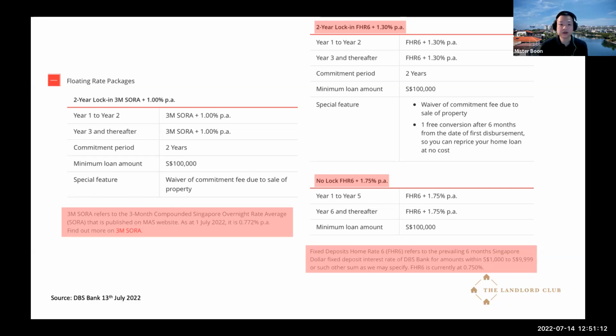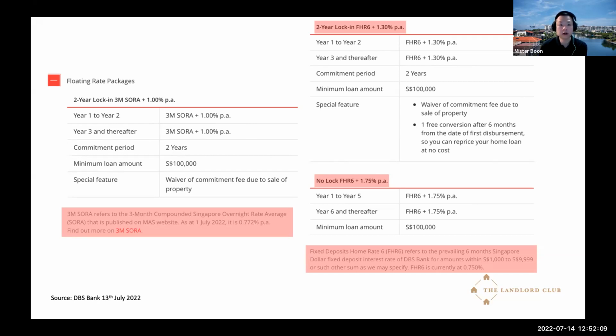SORA now is 0.772, and FHR 6 is 0.75. SORA is most likely going up higher and faster, so that with just plus 1, the bank can earn back that interest. Similarly, FHR 6 is currently 0.75. It refers to what fixed deposit interest rate they will give you if you put in 1,000 to 9,999 today. DBS gives 0.75 at this moment. If you lock in for 2 years with them, they only charge FHR 6 plus 1.3. But if you are not fixed with them and can refinance or reprice anytime, they give you a higher rate, FHR 6 plus 1.75.